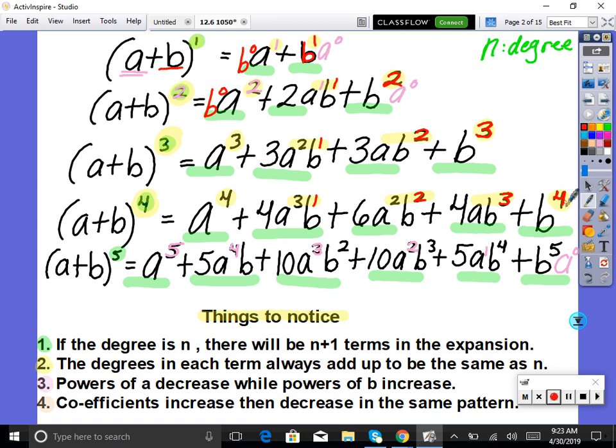I'm not teaching you how to get these coefficients quite yet, but what I am having you notice is coefficients increase and decrease in the same pattern. I'm not showing you where the pattern comes from yet. Just notice. So look, coefficients 1, 3, 3, 1. You guys see how it goes up, then back down in the same pattern. 1, 4, 6, 4, 1. It goes up, then back down in the same pattern. 1, 5, 10, 10, 5, 1. Everybody good? Now where do the coefficients come from? That's our next slide, and it's called Pascal's triangle.